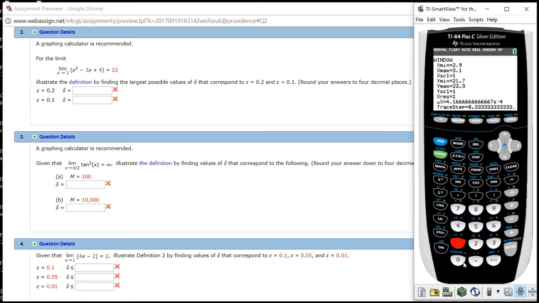And for the y, this is going to be around 22, so I'm going to do maybe 21.5 to 22.5. Everything else is okay, so I'm going to hit graph. All right, so the graph is going to look like that.